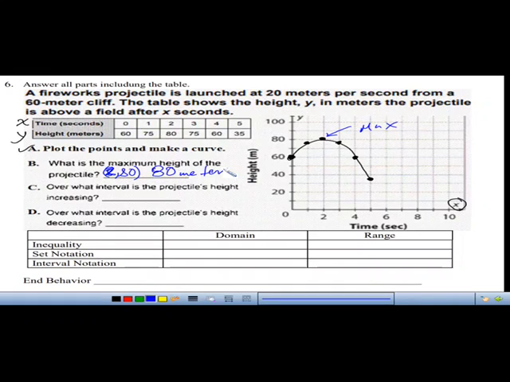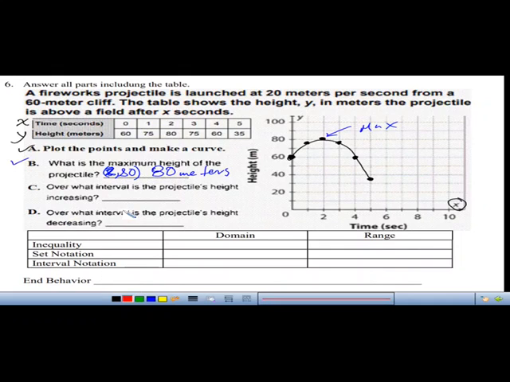So what does the coordinate (2, 80) mean, guys? What does it mean? What do you think? In 2 seconds, they got to 80 meters? Yeah, in 2 seconds, it's at 80 meters. That is correct. All right. So we're done with part B. Let's go to part C.